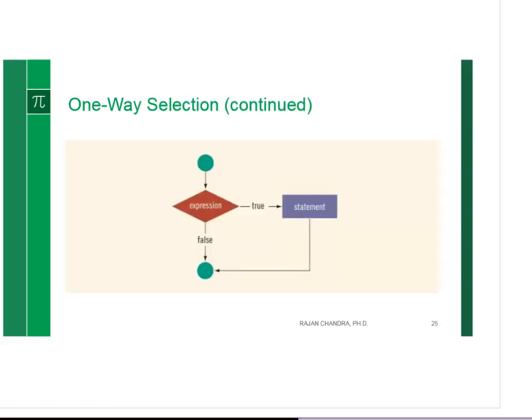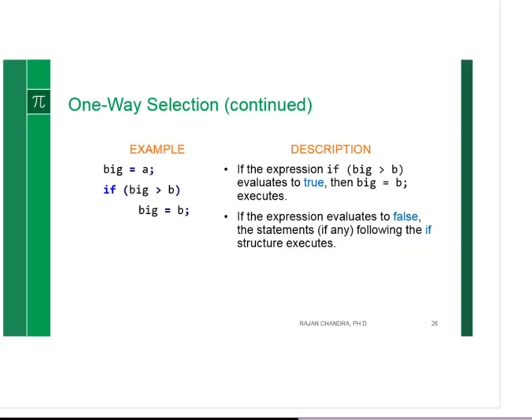And this is shown in the figure, right? If the expression is true, I do the statement. Otherwise, I will not do the statement. And here is an example: if a is greater than or equal to b, then I change big to b. Otherwise, I will not do that. In that way, the big equal to a stays.